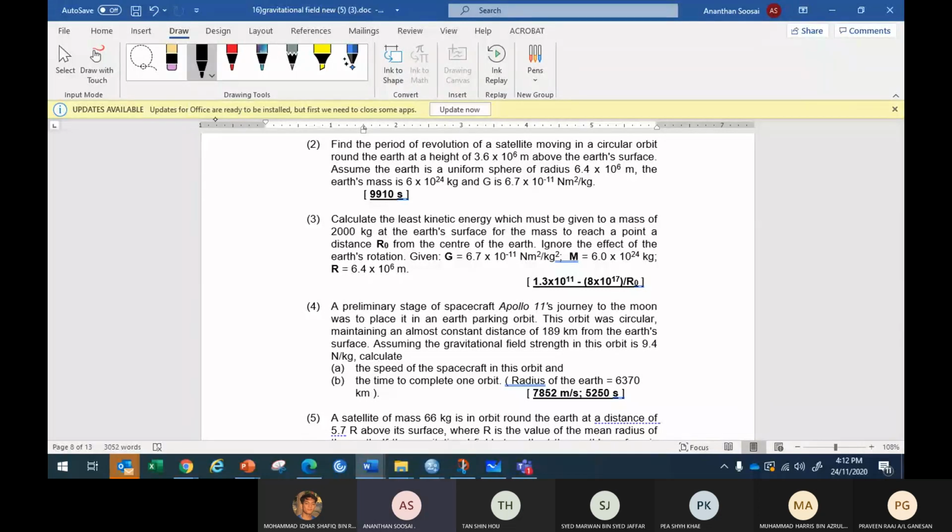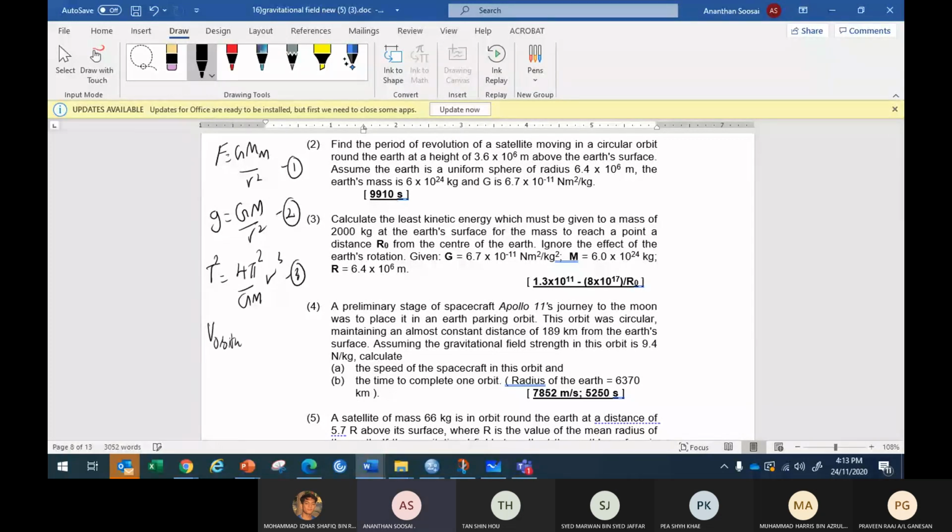Maybe I write the equations here, easier. So F equals to GMm over R squared. This one. g equals to GM over R squared. Second one. T squared equals to 4 pi squared R cubed over GM. That one.